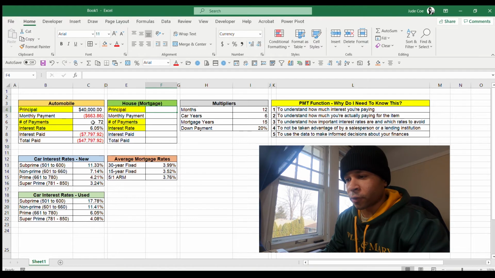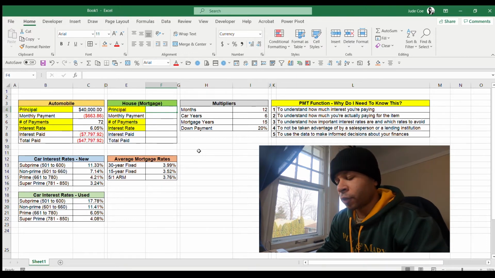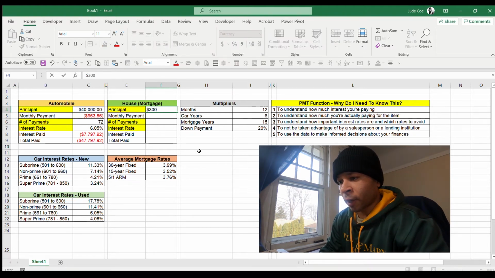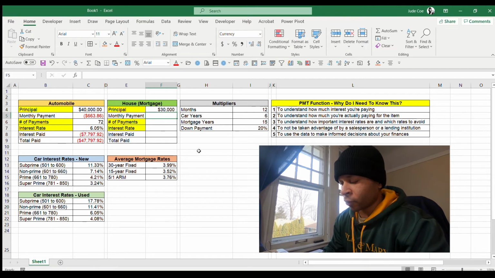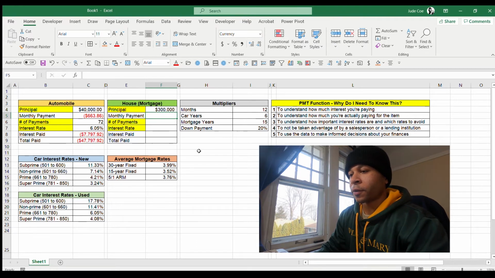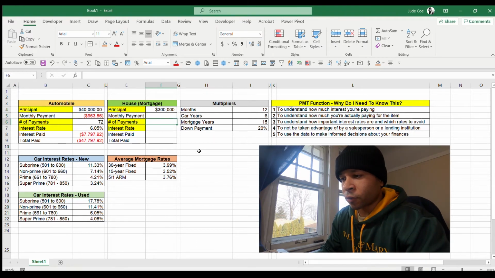But the interest rates are usually a little bit lower than a car. And then we'll go back to the car and do some comparisons, okay? So let's start off with the principal. Let's use 300,000. So you could find a house that you really like and you get it, 300,000. So that's the price of the house that you want to buy, and you've decided that's what you want to do.